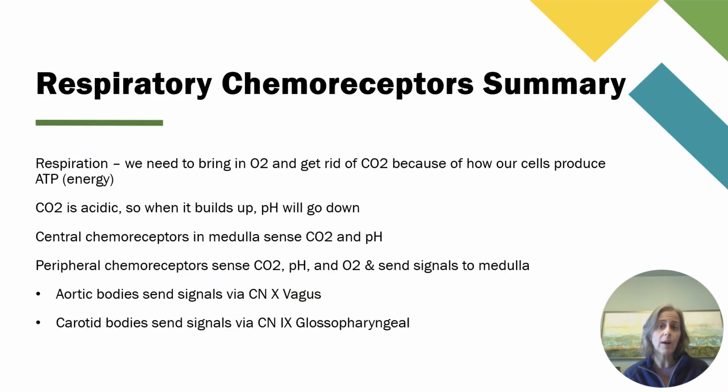The peripheral ones can sense those two as well as oxygen, and they're going to send their signals up to the medulla through different nerves. The ones from the aortic bodies are going to send signals via cranial nerve number 10, the vagus, and the carotid body ones are going to send their signals through cranial nerve number 9, glossopharyngeal. All right, next we'll talk about the whole respiratory control center business now that we know how we're getting our sensory information.